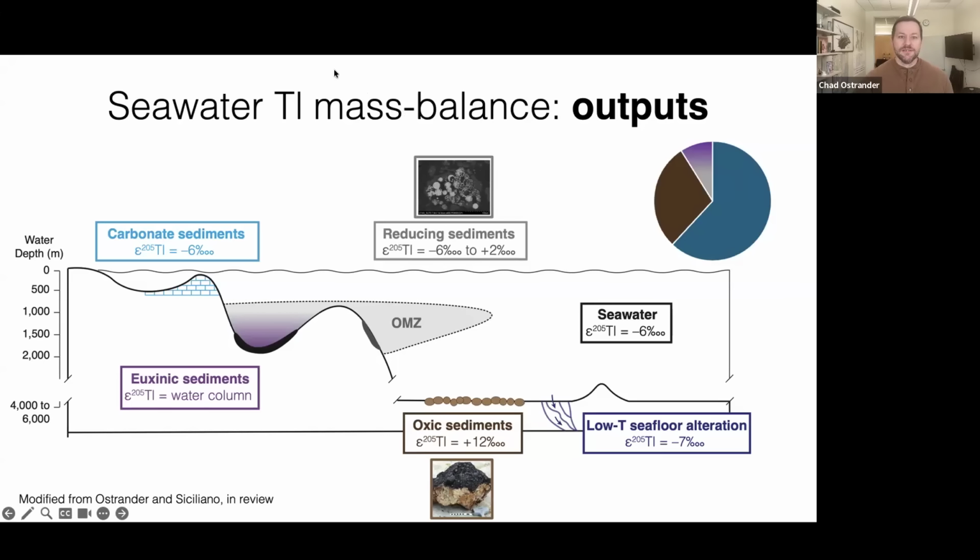Reducing sediments in OMZs, you saw that figure a few slides ago, are quite variable, and it depends on the manganese contents of those sediments. Some of those sediments capture seawater, so they're -6. Some are slightly positive because of manganese oxide contributions.